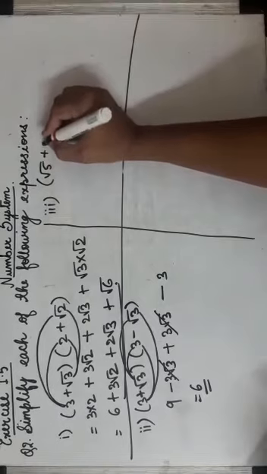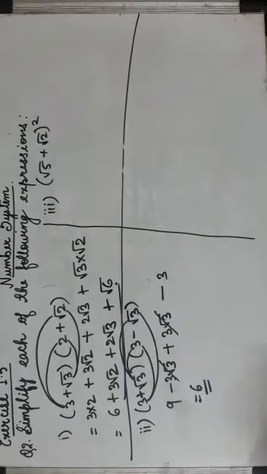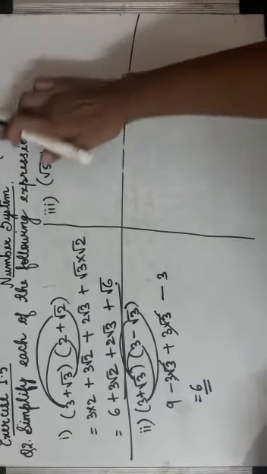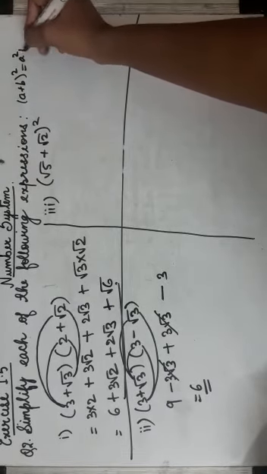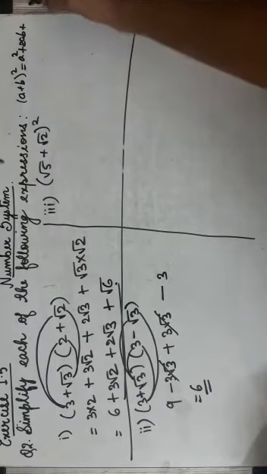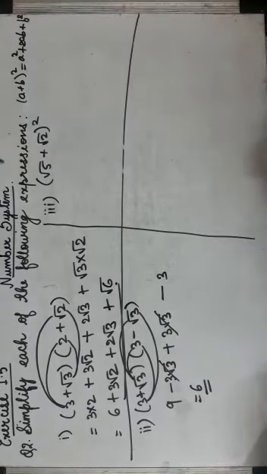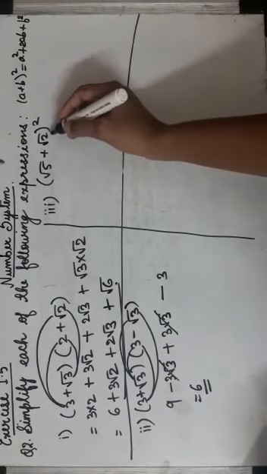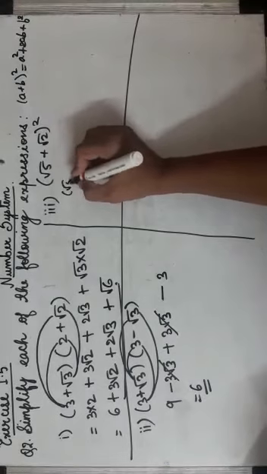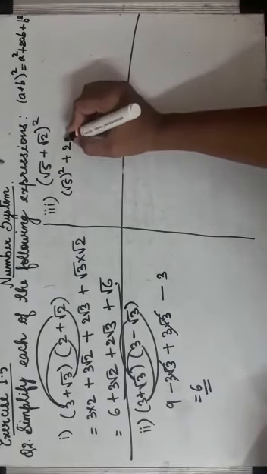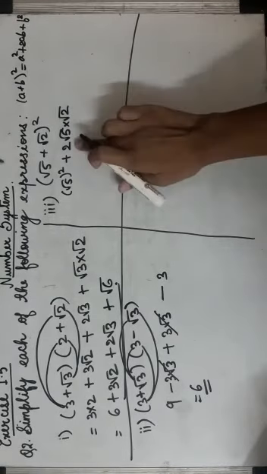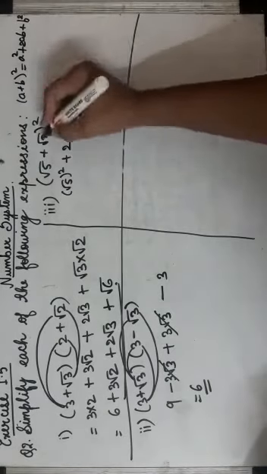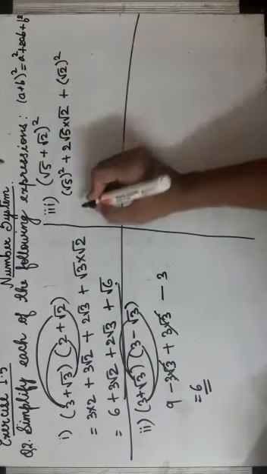Then the third expression is root 5 plus root 2 whole square. Now here the a plus b whole square formula we have to apply. So what is a plus b whole square? A plus b whole square is a square plus 2ab plus b square. Apply this. What is a? Root 5, and b? Root 2. So a square means root 5 square, plus 2 into a, that is root 5, into b, that is root 2, 2ab, plus b square, that is root 2 square.